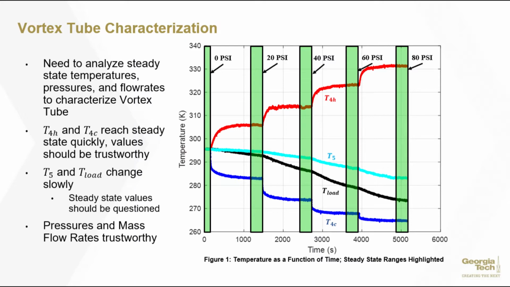This graph shows the temperatures in the system as a function of time. You can see that the system has reached steady state in the green highlighted sections. The hot and cold outputs of the vortex tube reach steady state quickly, so these values can be trusted. The temperatures of the load and the system output, however, might not actually be at steady state in our analysis, so we should be aware of this when considering sources of error.